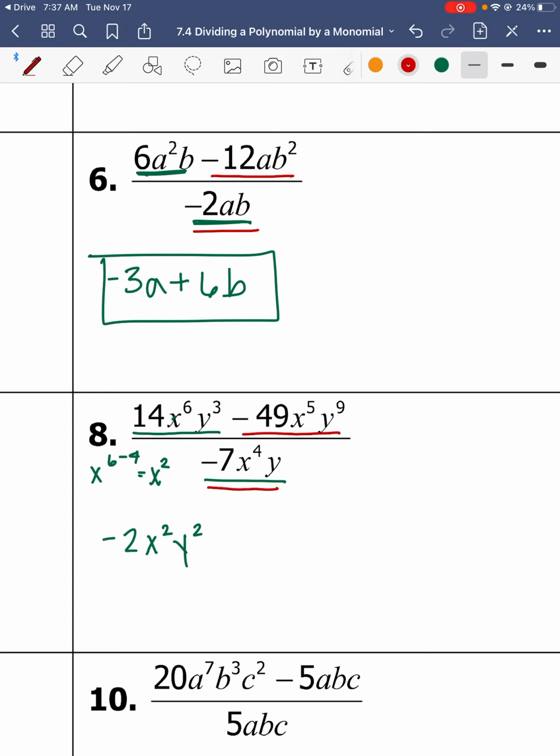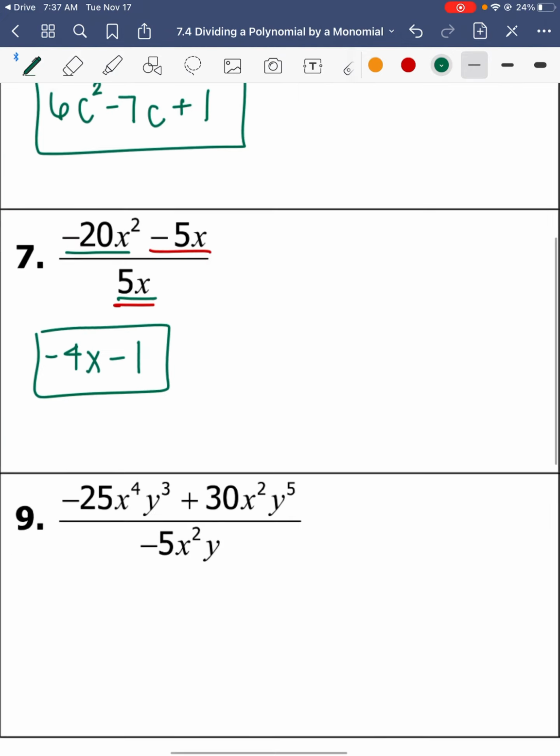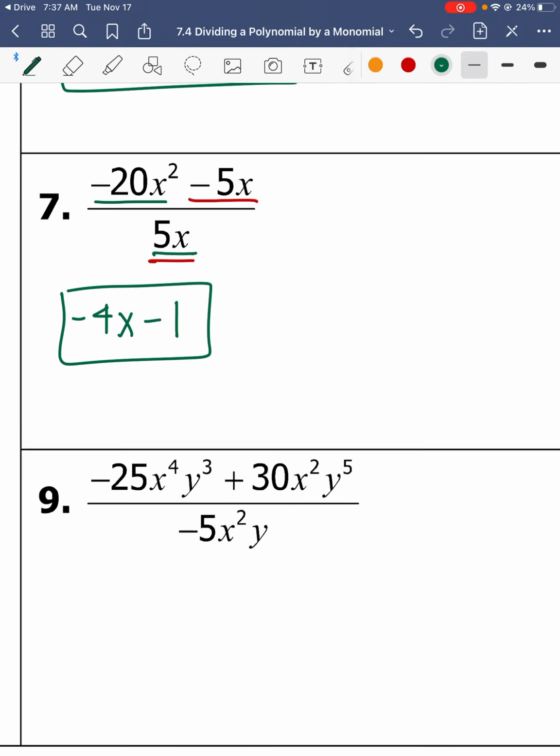And then we have negative 49 x to the 5th y to the 9th divided by negative 7 x to the 4th y. So negative 49 divided by negative 7 is positive 7. X to the 5th divided by x to the 4th, we have 5 minus 4 is 1, so we just have x. And then y to the 9th divided by y, 9 minus 1 is 8, so we have y to the 8th here.